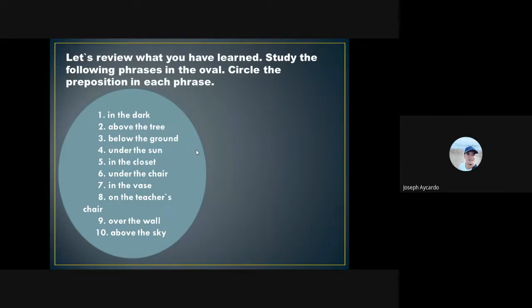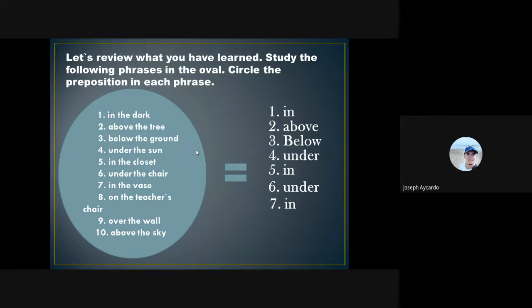Okay, are you done? And the preposition in number two is above. In number three, below. Number four, under. Number five, in. Number six, under. Number seven, in. Number eight, on. Number nine, over. And number ten is above. So, these are the prepositions.